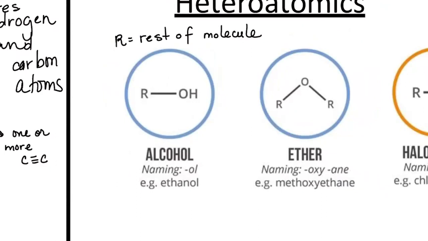So as long as you have attached to a carbon atom an OH group, that's considered an alcohol. The next member of the heteroatomics family is an ether. In an ether, notice that on either side, it has R groups. And in the case of an ether, each side of that single bond oxygen needs to have carbon chains that are then attached to other atoms.